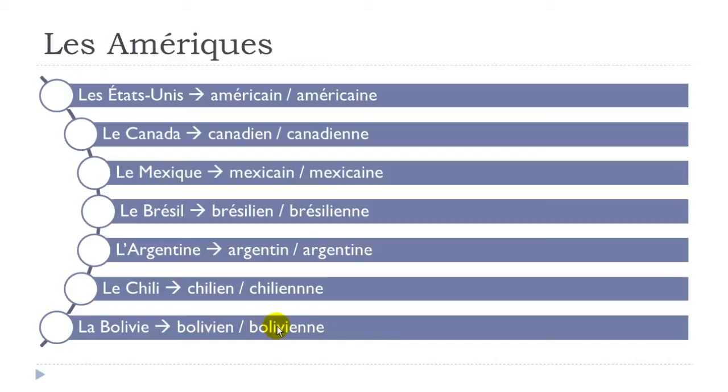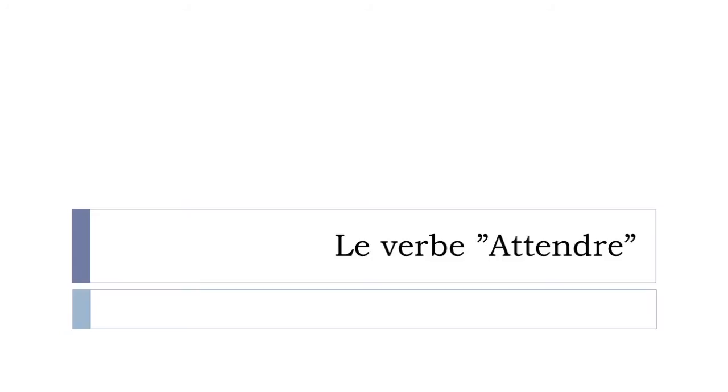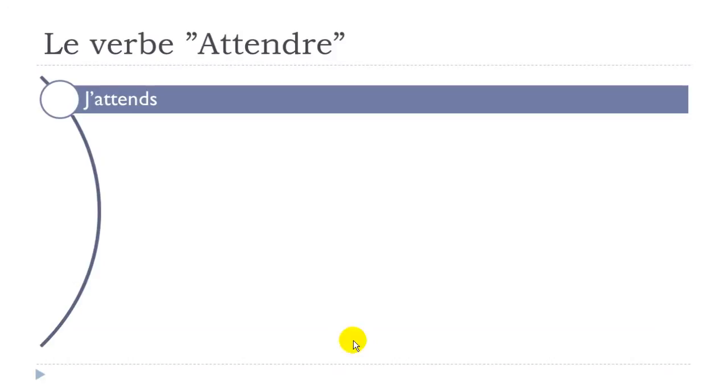In this lesson we'll discover together le verbe attendre, so attendre means to wait, okay? It belongs to the third group of verbs, so not the regular one, the irregular. So that's the reason why it's quite important to take a few minutes to discover together the way to conjugate this verb in the present tense, okay? So let's see now how it will go. So the first form will be j'attends, okay?